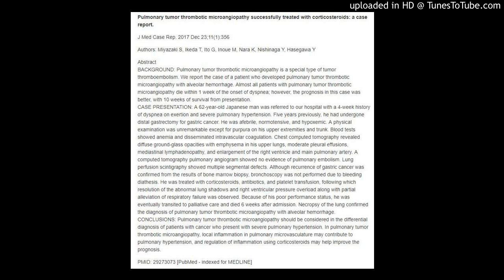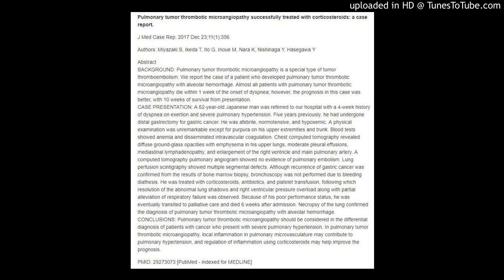Although recurrence of gastric cancer was confirmed from the results of bone marrow biopsy, bronchoscopy was not performed due to bleeding diathesis. He was treated with corticosteroids, antibiotics, and platelet transfusion, following which resolution of the abnormal lung shadows and right ventricular pressure overload along with partial alleviation of respiratory failure was observed.